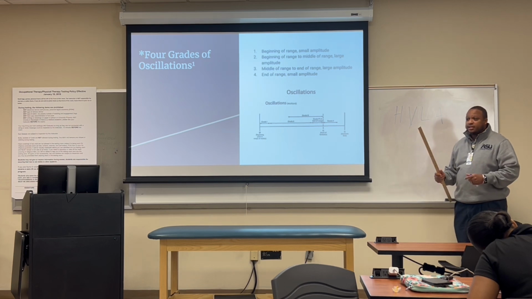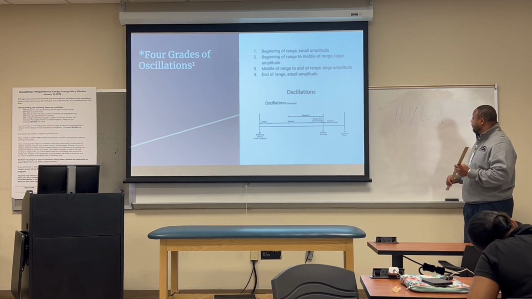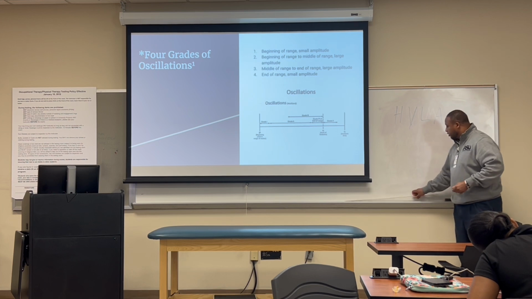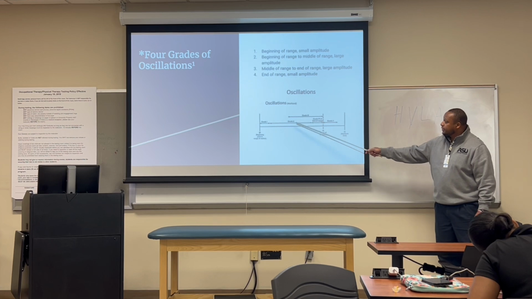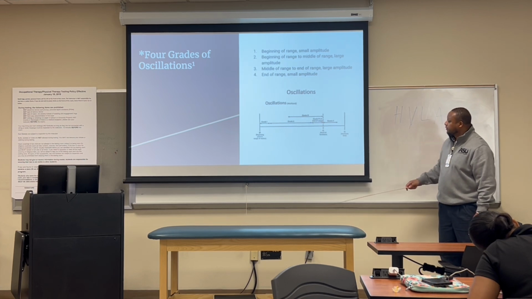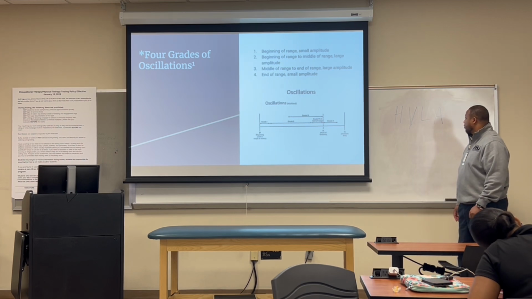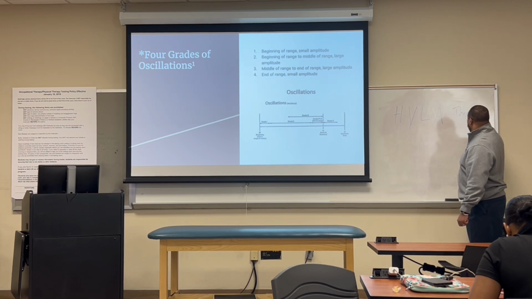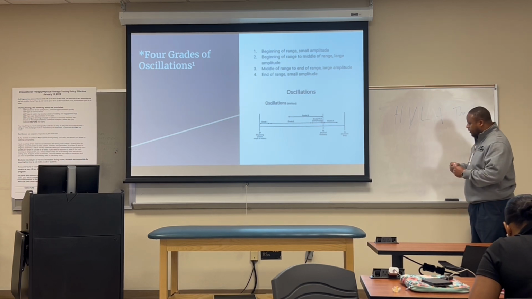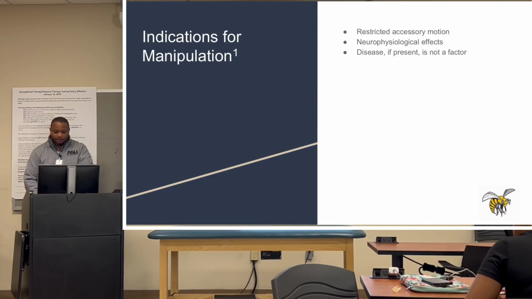So it's going to be a high velocity, but a short distance. So the distance is going to be short. Look at the line. It's not as long as these lines, right? So it'll be a low amplitude, high velocity, and typically it's the thrust associated with that. That's your grade 5.